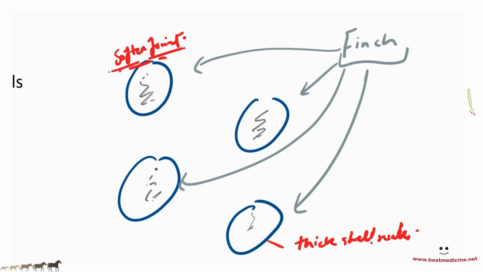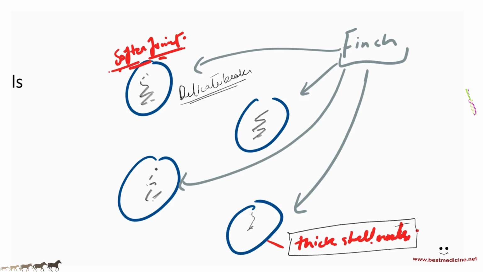So if you have a thick shell nuts island and a softer fruit island, the softer fruit island is going to select the finches that have delicate beaks. Why? Because the fruit is very easy to pierce. But for the island that contains thick shell husks and nuts, you will need finches that have a thicker and stronger beak. So stronger beak finches will be selected for this one. Okay?